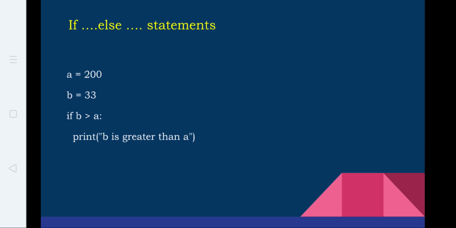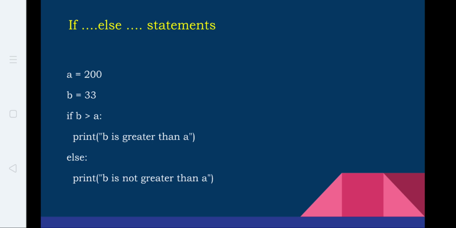That means now here b is 33, and the condition b greater than a is false, because a is actually 200 and b is only 33. So b is smaller than a, but the condition checking is whether b is greater than a, and that is false.